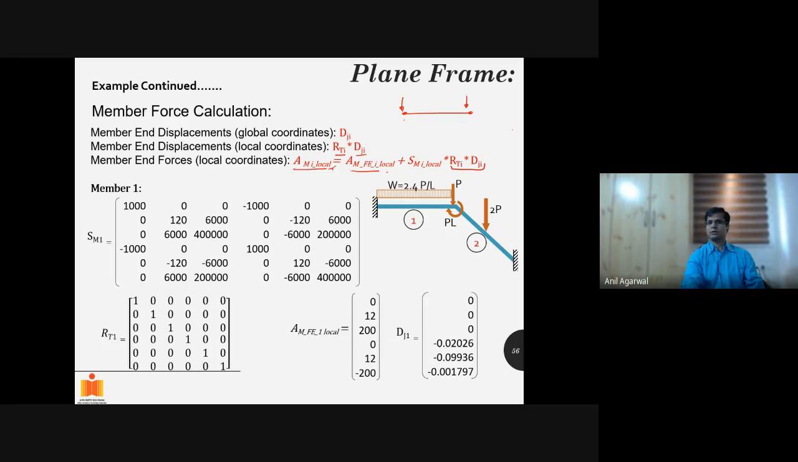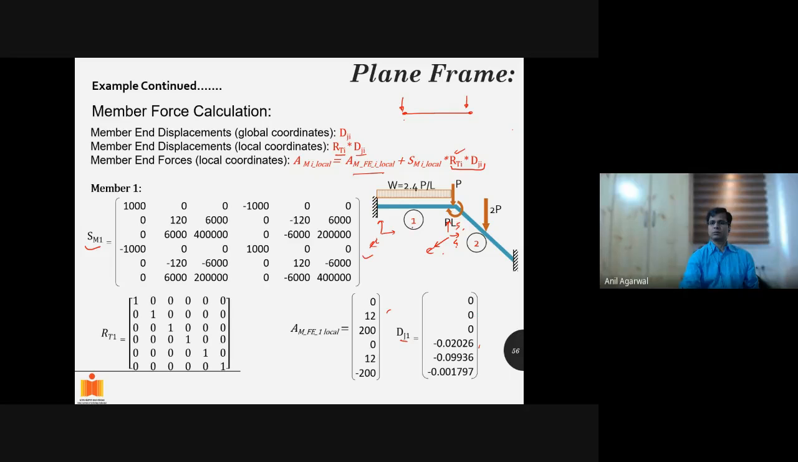Then this equation can be used. This is for each member, using the stiffness of the member itself. For the first member, SM1 was given as this one. You can go back and check. This was the stiffness matrix of the member in the local coordinate system. The RT is basically identity for the first member because it is in the same coordinate system as the global coordinate system. AMFE we had calculated, and DJI we have just calculated. There are 1, 2, 3, then 4, 5, and 6. This is 4. This is 5. So we got some displacements at 4, 5, and 6.